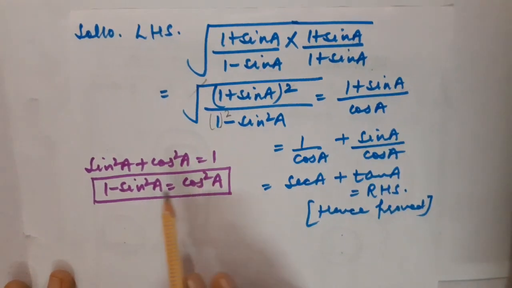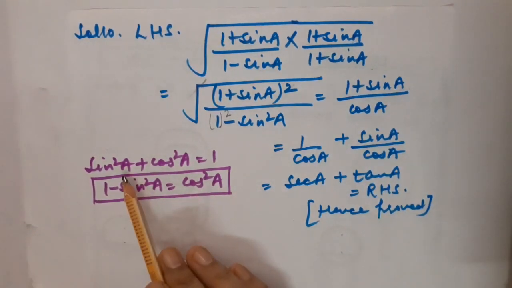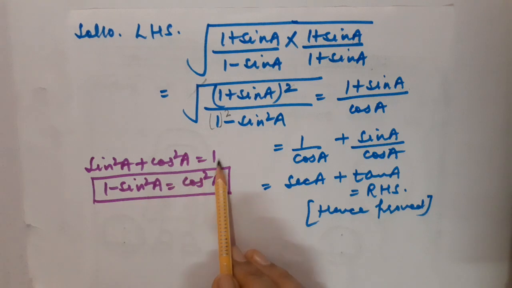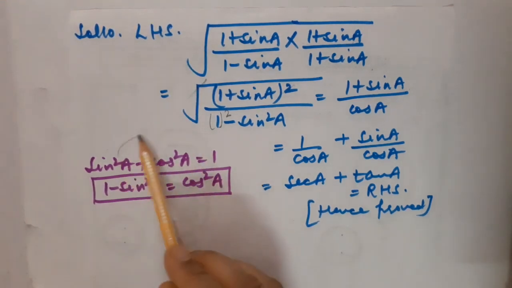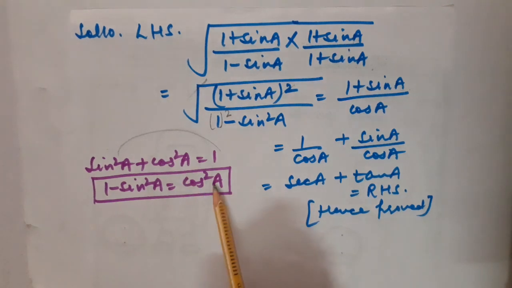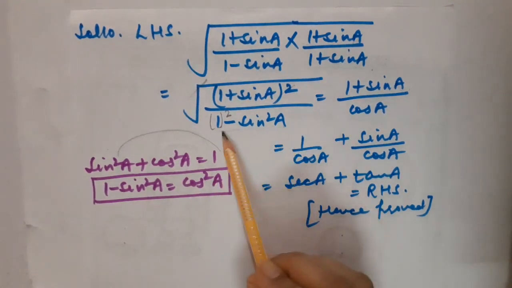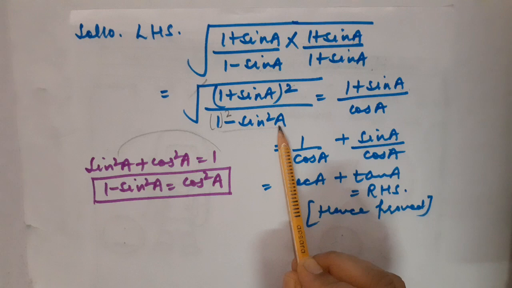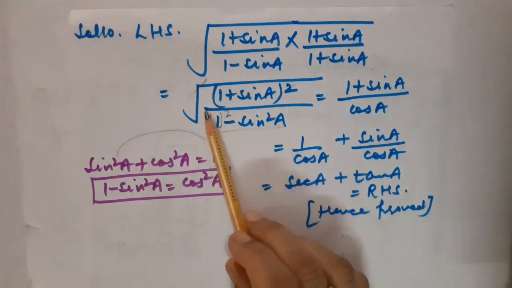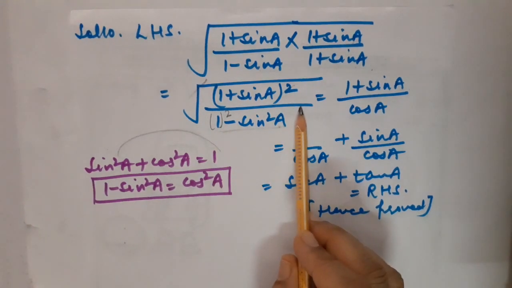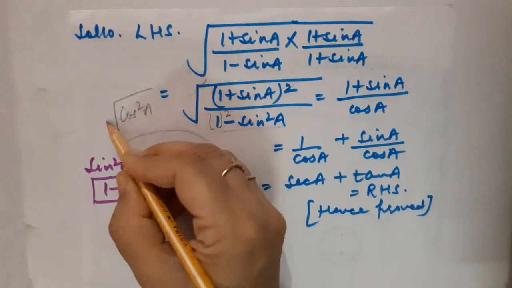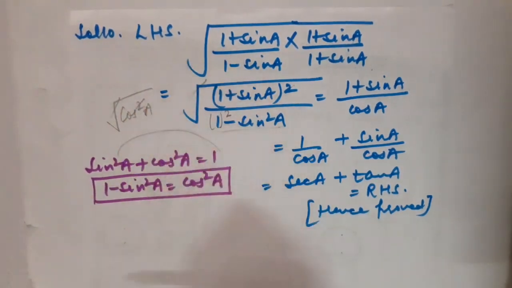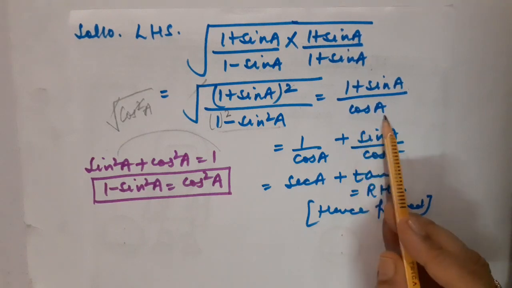Here children, you know that there is identity number 1. Sin square A plus cos square A is equal to 1. So 1 minus sin square A is equal to cos square A. So here in place of this expression I am going to write cos square A, and there is under root also, whole under root. So it will be like this, cos square A and then whole under root will be cancelled of course. So I will be getting cos A.